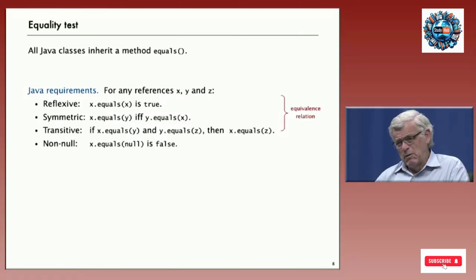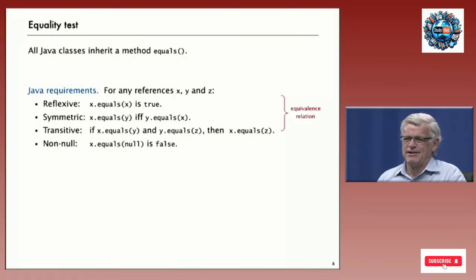So we're required to make sure that x is always equal to x, and that x equals y is the same as y equals x. And if x equals y and y equals z, then x equals z. In mathematical terms, that means equals is an equivalence relation. And also, no object is equal to null. So those are absolute requirements for Java.